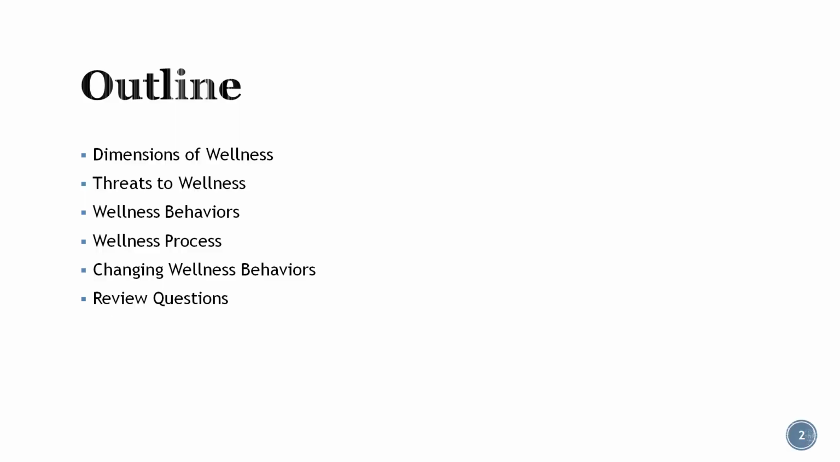So this is the outline we're going to cover with this chapter. The first one is the dimensions of wellness, and then we're going to discuss the potential threats to wellness, and then how we can introduce a new wellness behavior, and how we can go about doing that change, and then we're going to look at the review questions.